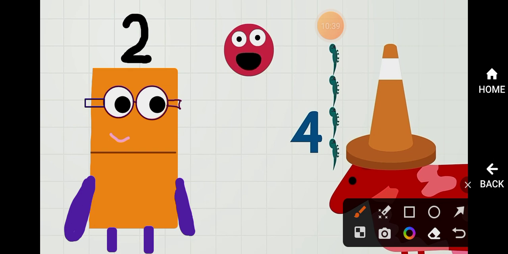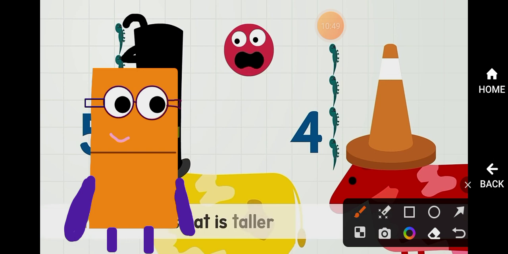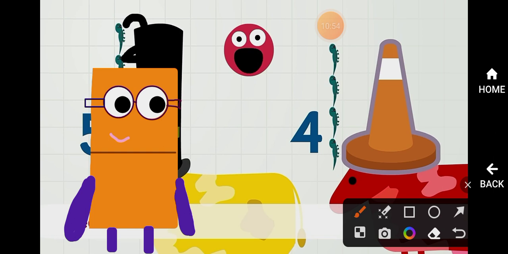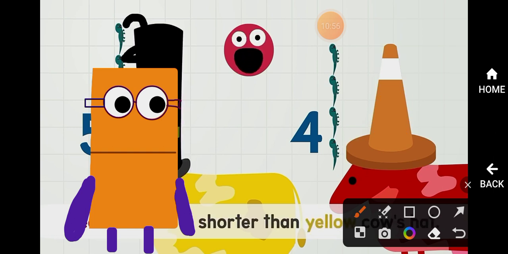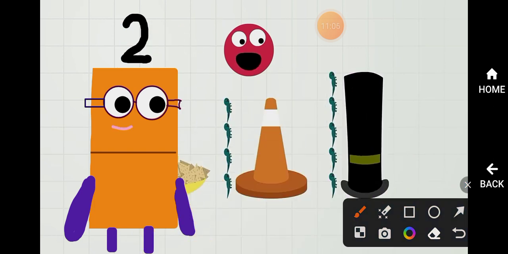Now, if we look at yellow cow's hat, it is 5 salamanders high. 5 is a larger number than 4. So this means that yellow cow's hat is taller than red cow's hat. And the opposite is also true. Red cow's hat is shorter than yellow cow's hat. And 5 is also a larger number than 2, which means that out of all of the cow's hats that you can see right now, yellow cow's hat is the tallest hat. Taller hat. Tallest hat! Yay!